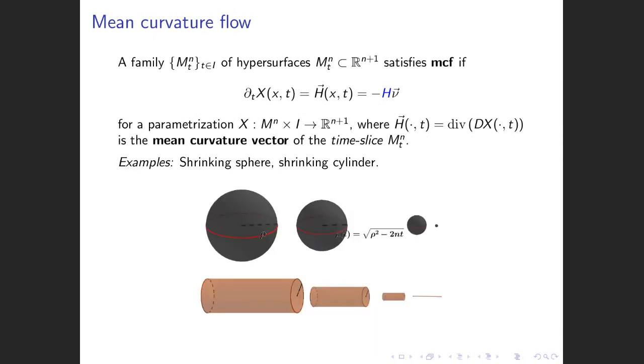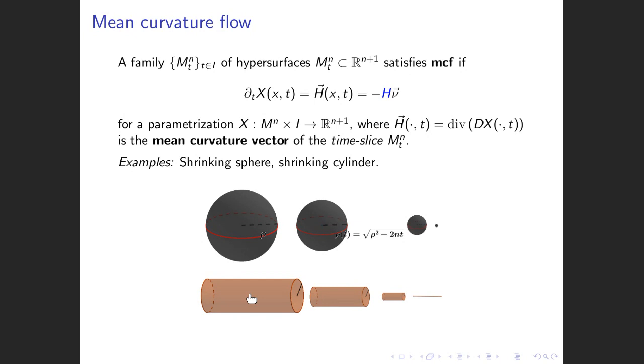Okay, so standard examples are that of the shrinking sphere and the shrinking cylinder. If I take a sphere and I flow by mean curvature flow, the sphere is going to remain a sphere and it's going to start shrinking. It will eventually disappear to a point. With a cylinder, it remains a cylinder, but its radius goes down, and eventually it will disappear into a line.